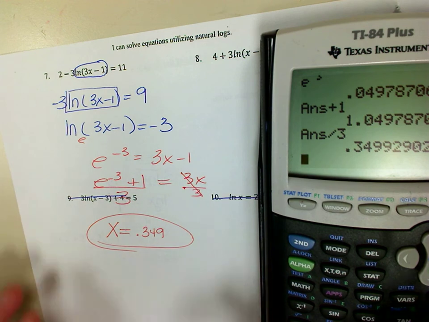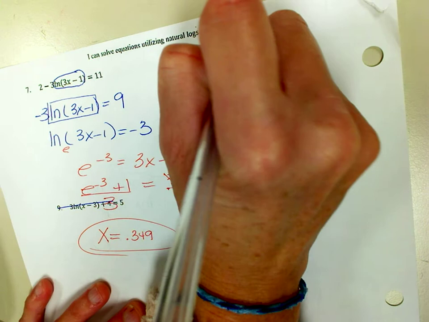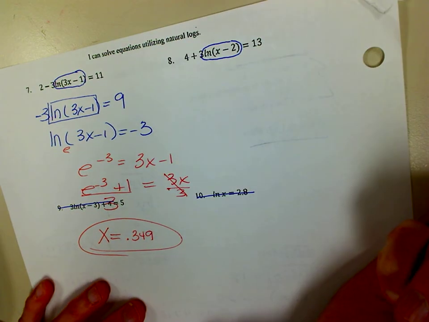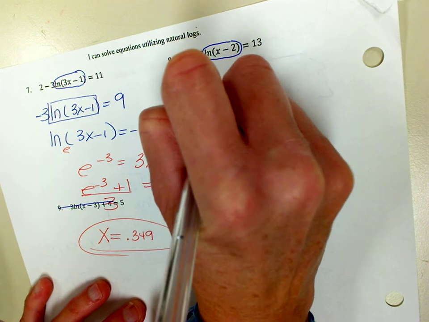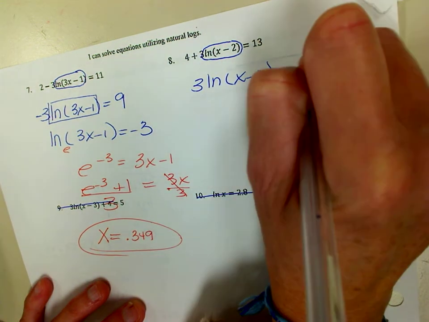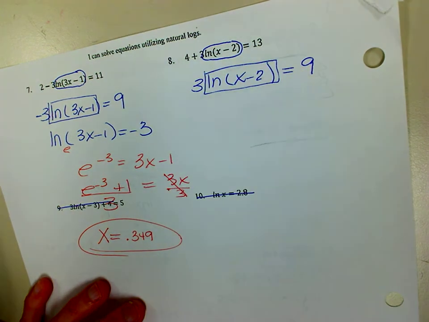All right, last one. I need to get this by itself. First, I'm going to subtract over the 4, because you always want to add or subtract something over first. Then you're going to divide over the 3.